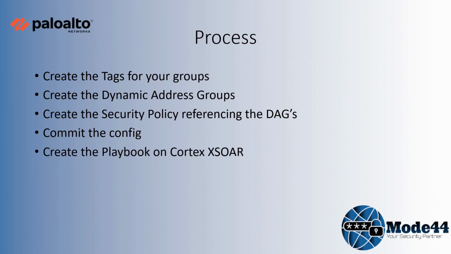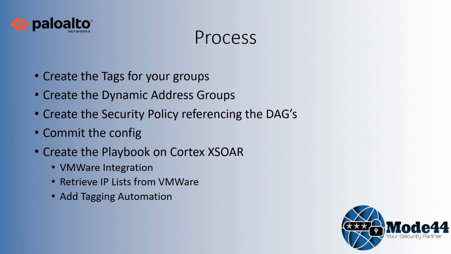I'm going to create the playbook on Cortex XSOAR. Use the VMware integration, because this is a multi-step thing. So VMware integration, retrieve the IP list from VMware, add the tagging automation, and then demonstrate it working. Okay, so first thing, straight on to create the tags for the groups, dynamic address groups, and security policy, commit the config, and that will be us done with the firewall.